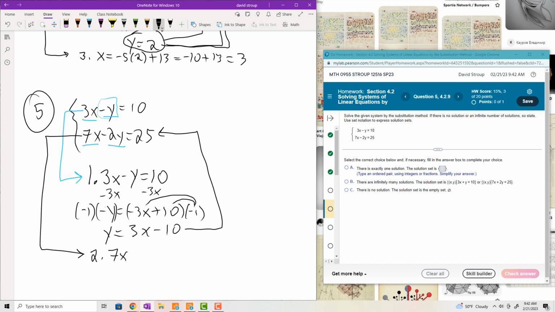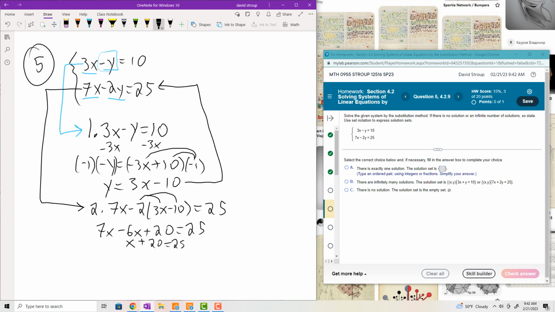So I have 7x minus 2 times y, which is 3x minus 10. That'll equal 25. So I'll have 7x, and then I'm going to distribute here. So minus 6x plus 20 equals 25. 7x minus 6x is 1x plus 20 equals 25. Then I'm going to move the 20 over. Minus 20, minus 20. So we get x is 5.